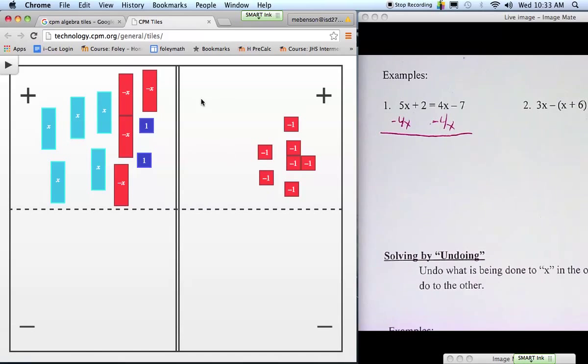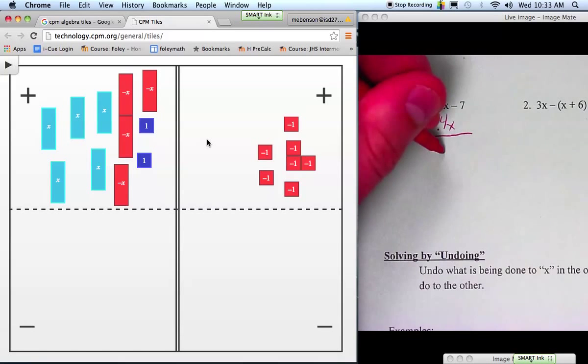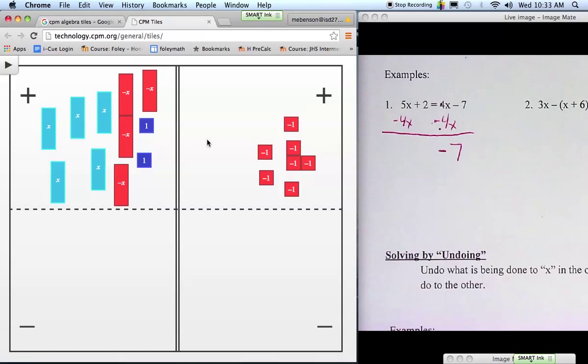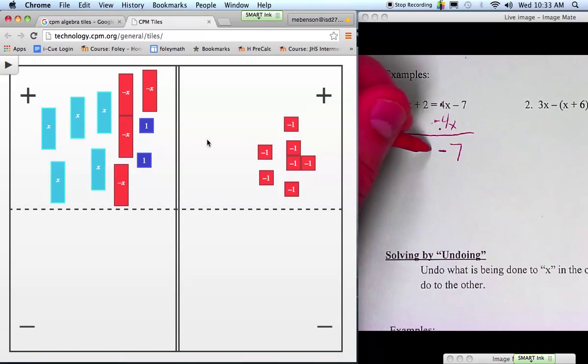Now, I didn't put the negative 4 x's over here because all that happens on that side is they wipe out the positives that were over here. And so all that's left on the right-hand side are those minus 7 1's, right? The minus 7 1's. What happens on the left-hand side?